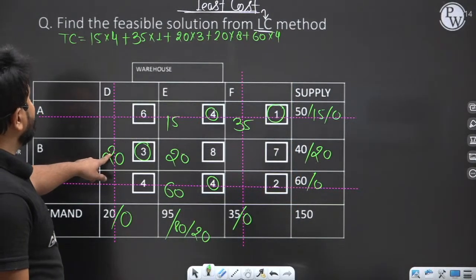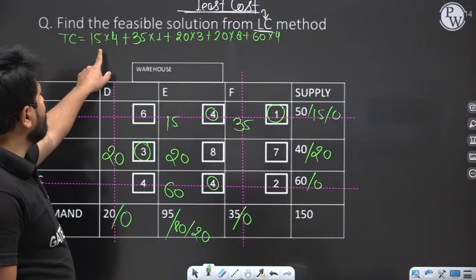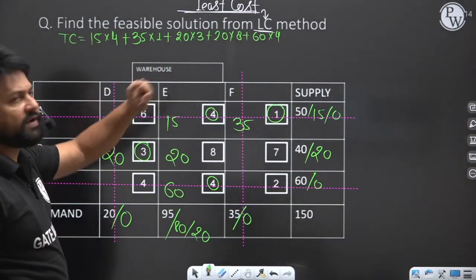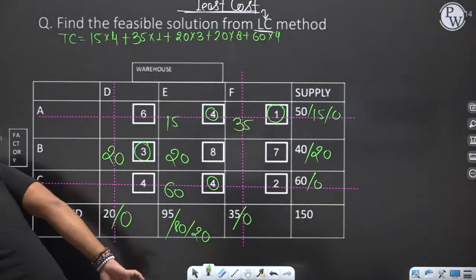15 into 4, 35 into 1, 20 into 3, 20 into 8 and 60 into 4. Number of allocations: 1, 2, 3, 4, 5. So the number of allocations is right. So how much is the total transportation cost here?